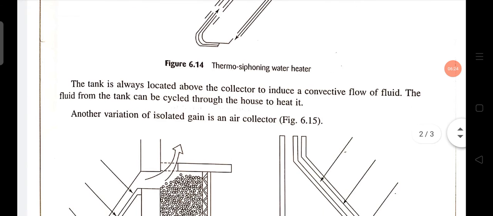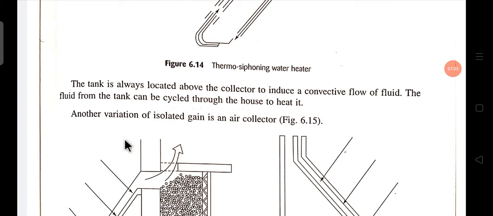Next, in the thermosiphon the tank is always located above the collector to induce a convection flow of fluid. That means if the tank is placed at a higher height, then the water flow to the collector and from the collector to the tank is due to natural convection, so that the flow of water is smooth.